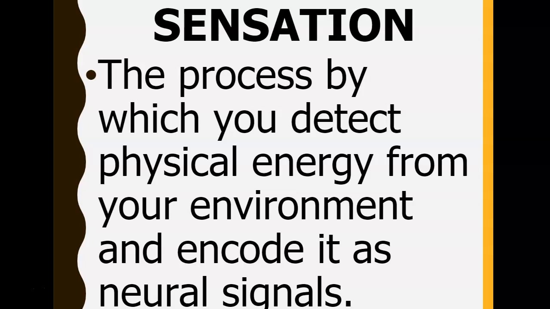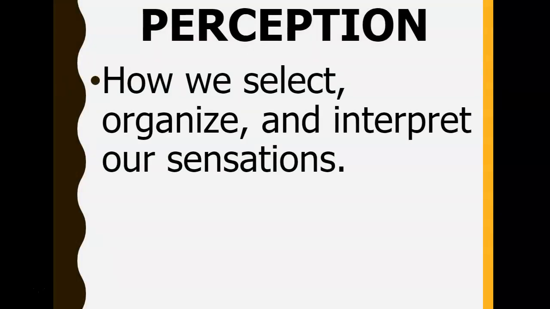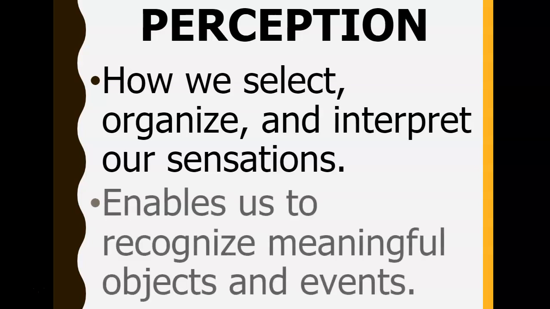So you have sensory receptors. Remember, we've talked about in our bio unit, sensory receptors like the ends of your fingers and your skin and your tongue. Those sensory receptors take information and bring it to the brain for processing. That is called bottom-up processing. That is sensation. On the flip side, perception is how we select, organize, and interpret our sensations.